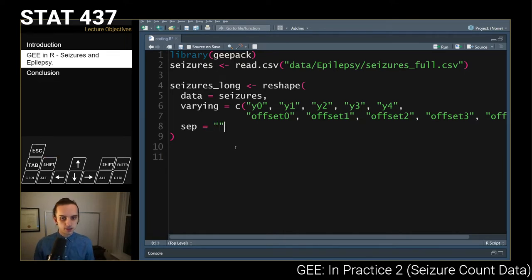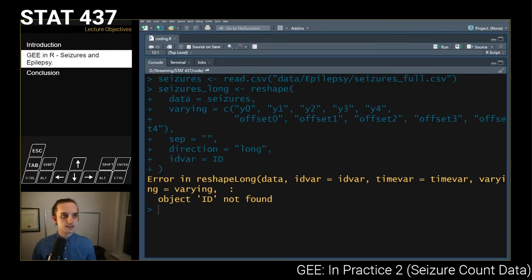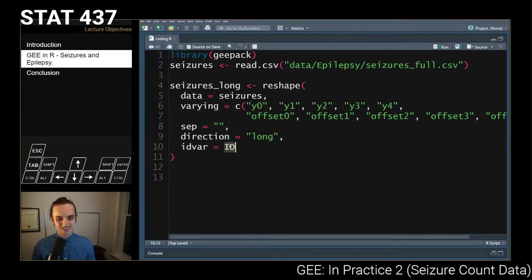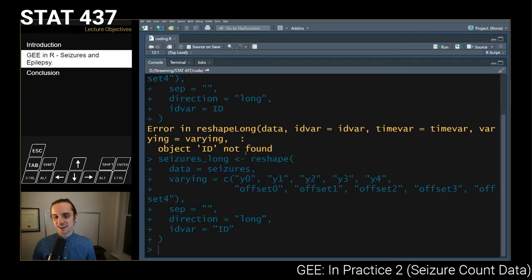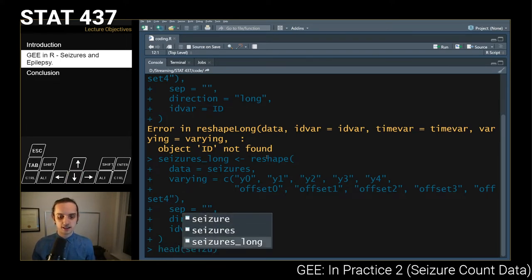We're going to specify the separator to be a blank string because here we want the values to be y and then the time is 0, 1, 2, 3, and 4. Same thing, offset time is 0, 1, 2, 3, and 4. So there's no separator that we use. We want the direction to be long and the ID var is stored as id in this data frame. So I can run this, and I should specify this as the string id and run that again. And you can see that we have this seizures long data frame now.